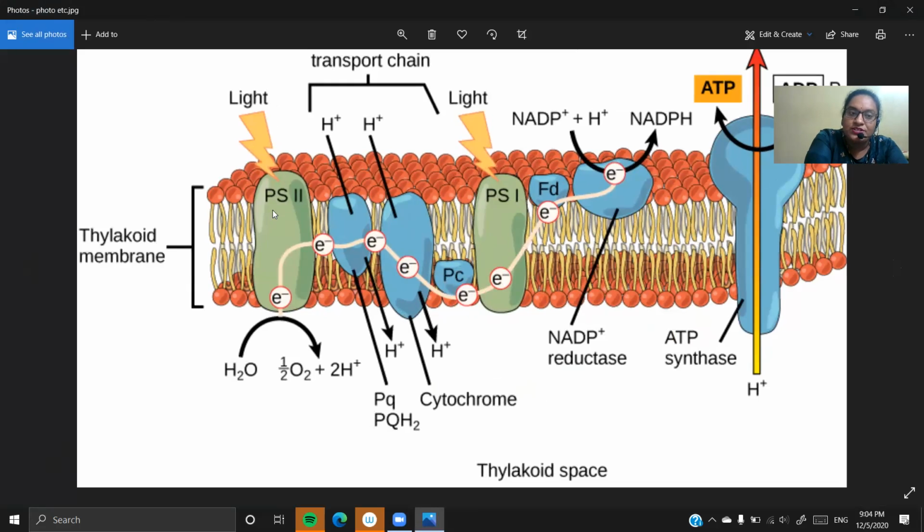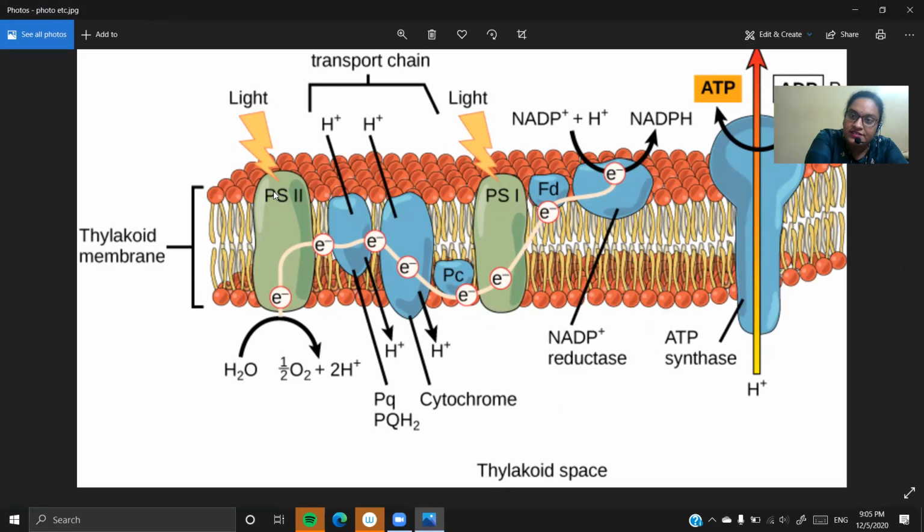Now you see, this is going to be a thylakoid membrane. Thylakoid membrane. As you know, light reactions happen in the discs. The grana are nothing but the thylakoid membranes. We have photosystem 2 as well as photosystem 1, which have the accessory pigments as well as the chlorophyll pigment.